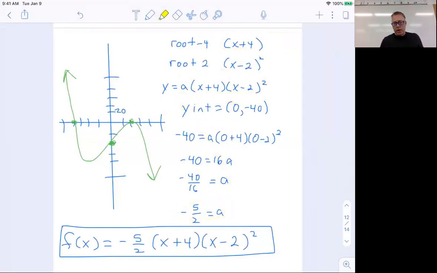And it should check out with the graph. We have a third degree polynomial. Okay, that's 2 plus 1 be a third degree polynomial. So the ends are going in different directions. We have a negative leading coefficient because it's going down and to the right. And we have our roots at -4 and +2. And we know that the y-intercept checks out because we did all of the work right there. So it all checks out, and we can write the equation of that graph.